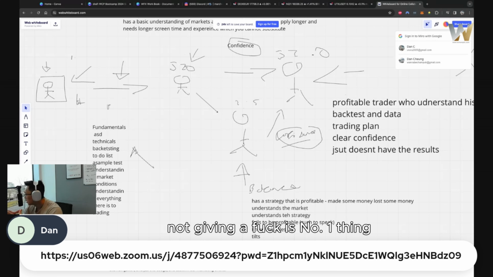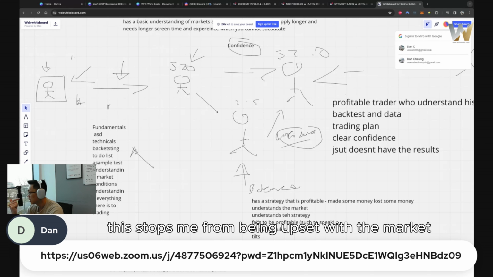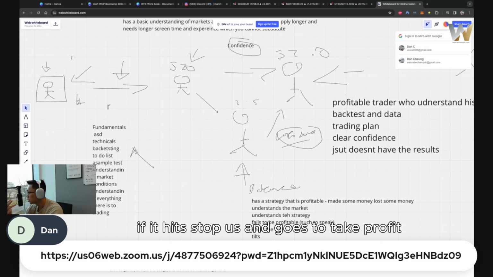So, not giving a fuck is the number one thing that makes Dan Chow a profitable trader. Why? I take a trade, I walk away. This stops me from overtrading. This stops me from overthinking. This stops me from being upset with the market. If it hits stop loss or goes to take profit, I'm not sitting there moping, watching it and thinking, oh, why is this trade, I was right. Shut up, Dan. No one gives a fuck. Move on. Not giving a fuck helps me emulate and execute. Not giving a fuck knows the risk that's involved.